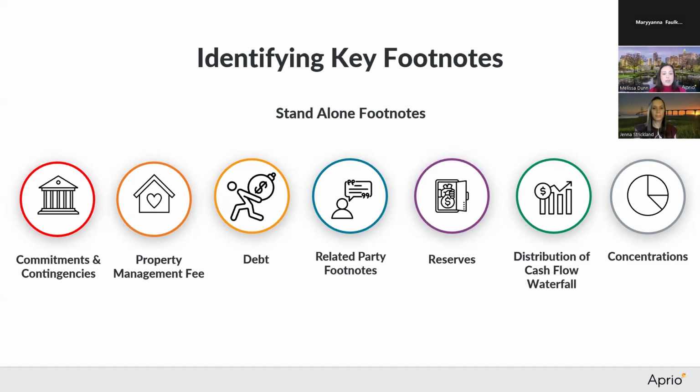There's also generally a long description of the distribution of cash flow waterfall that's directly from the partnership or operating agreement. It shows that if there is any cash, the order in which it is to be distributed. So that's always interesting to see as well.